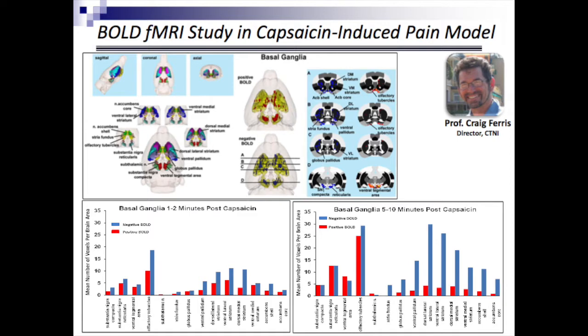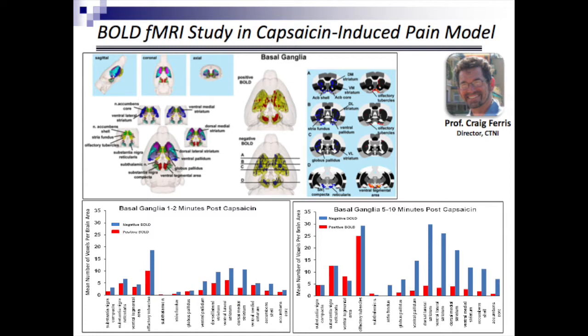We also looked into a chronic model of pain, in this case working with Professor Craig Ferris, who is the director of our Center for Translational Neuroimaging here at Northeastern. He has a model of capsaicin-induced pain, which is characterized using functional MRI. Functional MRI allows us to look at blood flow into the brain due to different stimuli. Whenever the brain senses a pain sensation in the body, it will try to increase blood flow to certain regions of the brain.